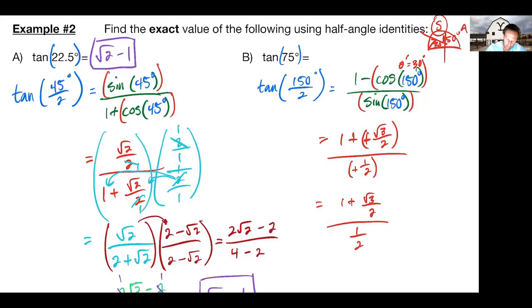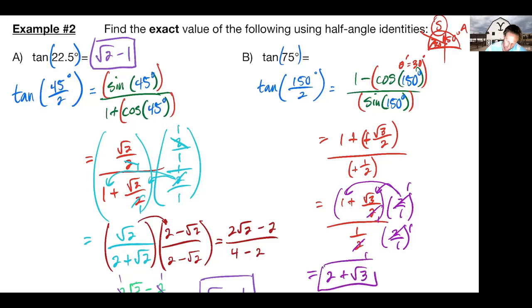And since this one is being divided by 1/2, and we don't like to divide by fractions, I'll go ahead and just multiply by 2 over 1 to get rid of it. But remember, that has to be done to everything on top. So that would leave me with a 2, and then these 2's would cancel out to just be plus the square root of 3. So sometimes it pays to use one over the other.